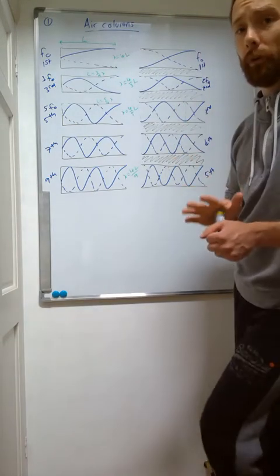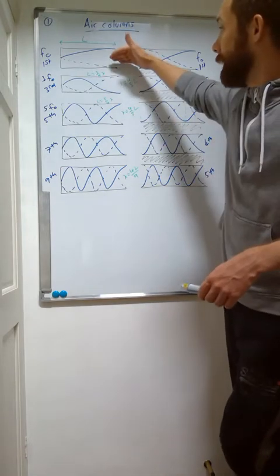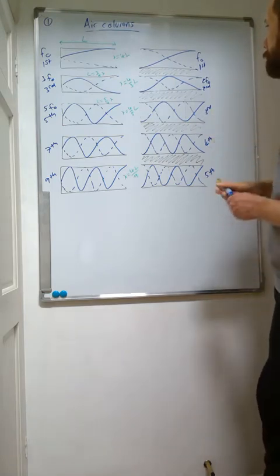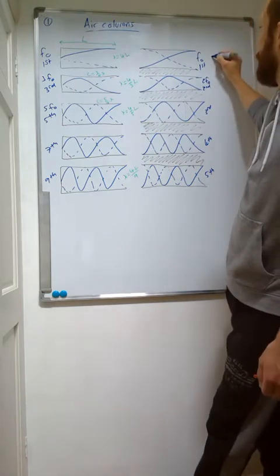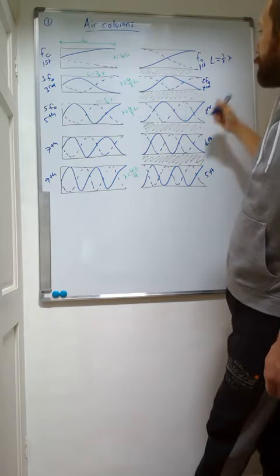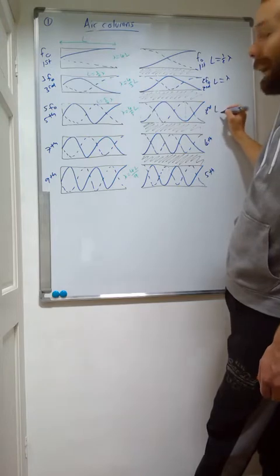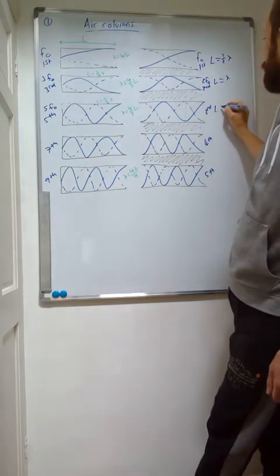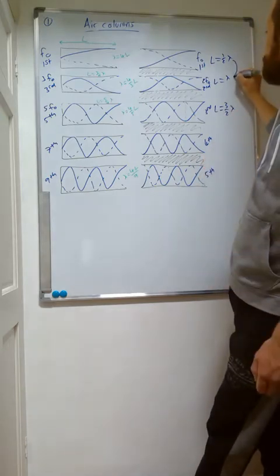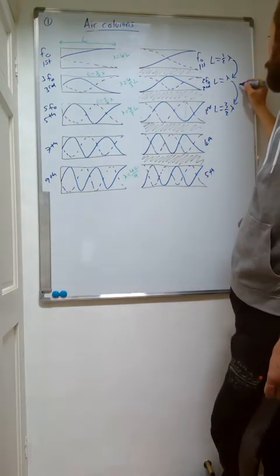What's really important also is that we look at the difference between each harmonic as we go down. We can see here that for the first harmonic, L is equal to half a wavelength. In this situation, L is equal to a full wavelength, and in this situation, L is equal to 3/2 wavelengths. The key thing here is that every time we increase, it gets longer effectively by half a wavelength.